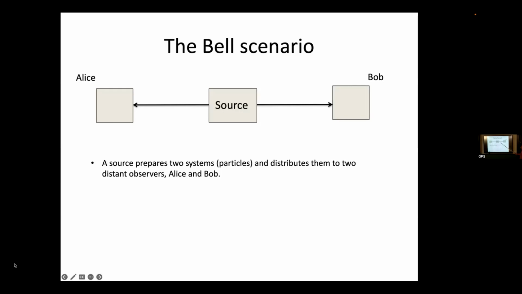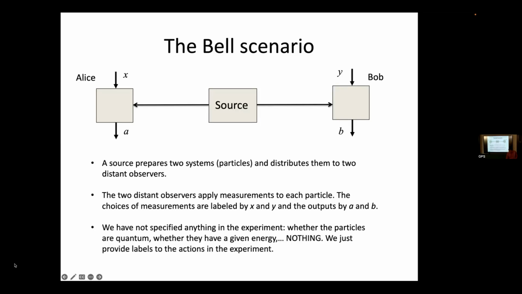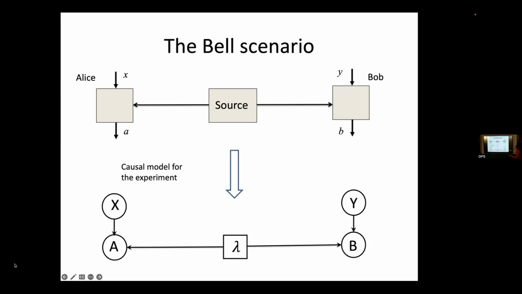So what is the Bell scenario? It's just an experiment in which there is a source that prepares two particles, two systems, and they are sent to two separate locations, where there are two observers, say Alice and Bob, and they make measurements. The measurements are labeled by X, A, Y, and B. It's a description in which I don't make any reference to any physical theory. I'm not saying that this is classical or quantum physics. I'm just describing an experiment. This is the causal network: there is an output produced that depends on a previous input and what came from the source.